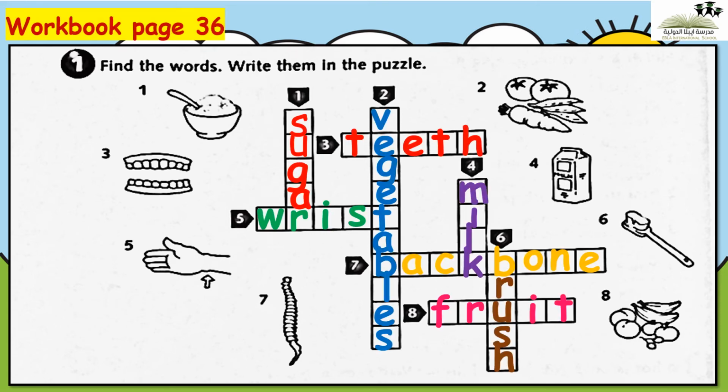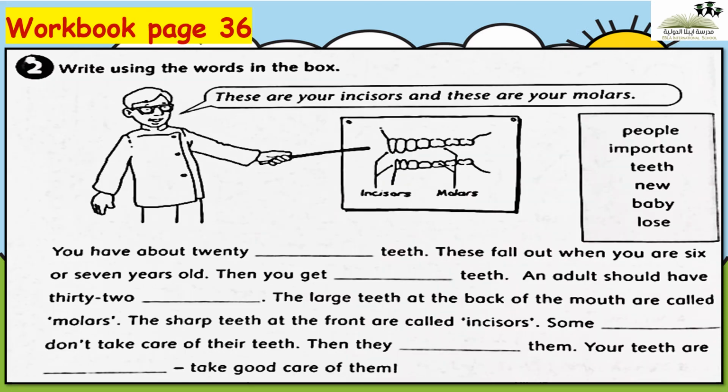1 is sugar. 2 is vegetables. 3 is teeth. 4 is milk. 5 is wrist. 6 is brush. 7 is backbone. And 8 is fruit. Let us do number 2 now. Write using the words in the box.